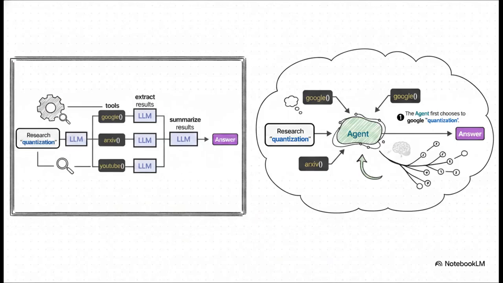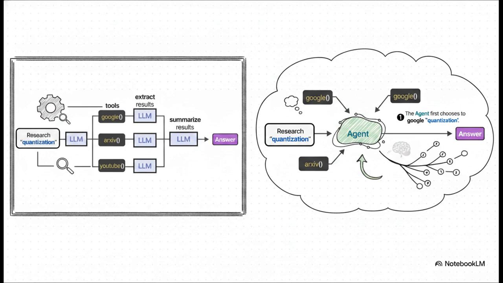Think about the difference between following a strict recipe and being an executive chef. A system with zero autonomy is basically forced through a rigid, predefined order. It's totally hard-coded. First you search Google, then you search archive, then you summarize. It's just following a script.